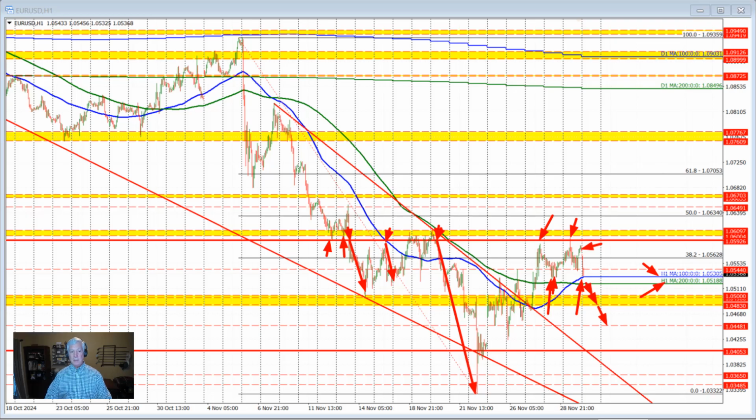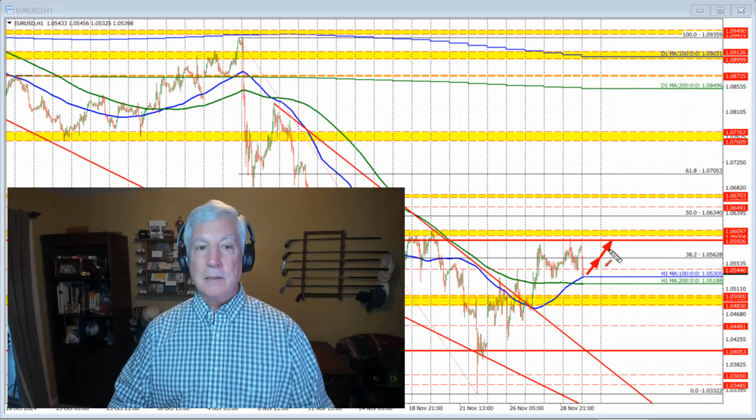But first things first, we have this support right near the 100 and 200-hour moving averages. Traders will need to get below those levels to increase the bearish bias. If it can't, then the buyers are still in play. But they would need to see the price move back above the 38.2% retracement to increase the bullish bias and have traders looking toward that 106 level on the top side. So that's my technical look at the euro versus US dollar to start the new trading week.